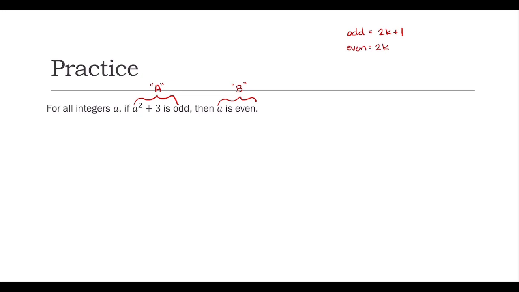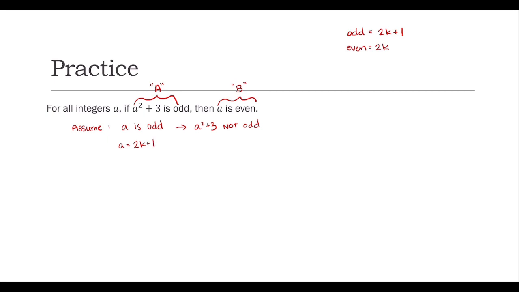So we're going to assume that a is odd. So we're assuming that our B statement is not true. So assume that a is odd. And we're going to prove that if a is odd, then our A statement, a squared plus 3, will not be odd. So it'll be even. So if a is odd, then a equals 2k plus 1, where k is any integer.